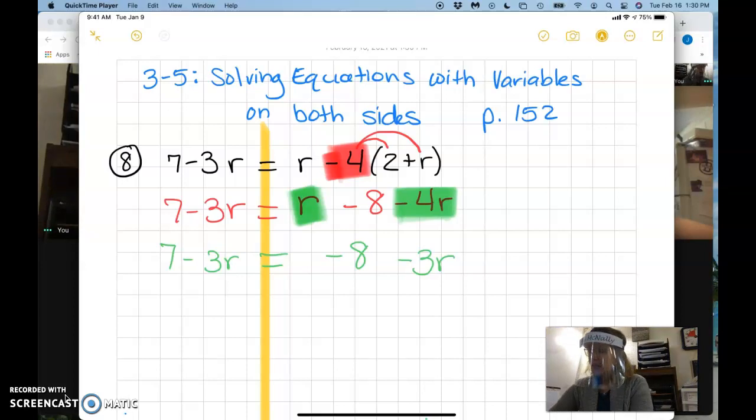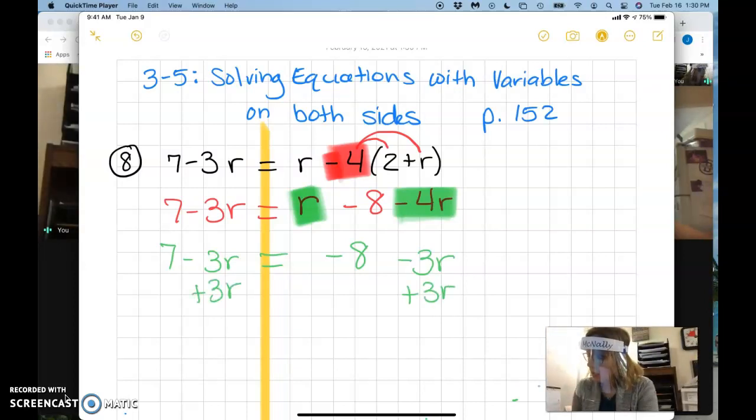Okay. So let's plus 3. Hold on. Ooh, this is a good one. I'm going to move this 3 over here. So this side cancels out. What happens to the other side? What's negative 3r plus 3r? What's negative 3 plus 3? It's 0.